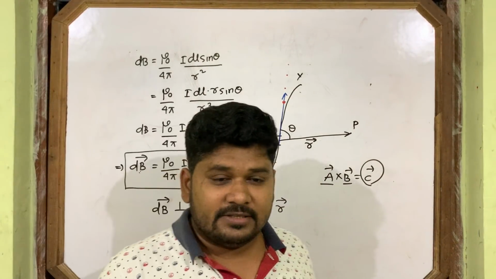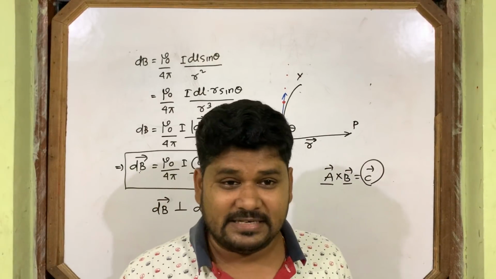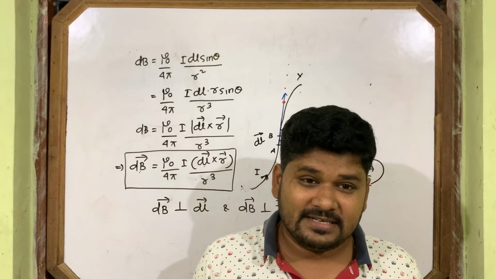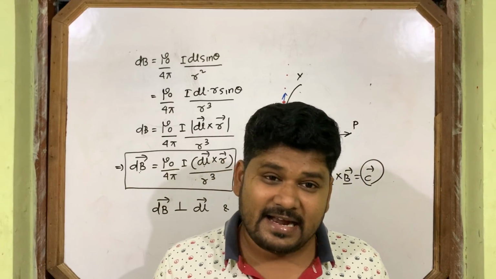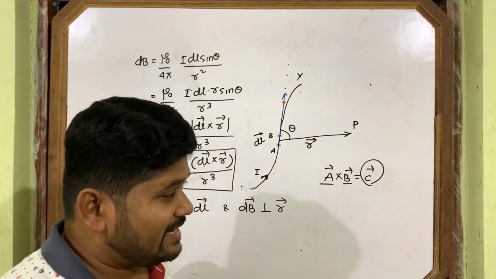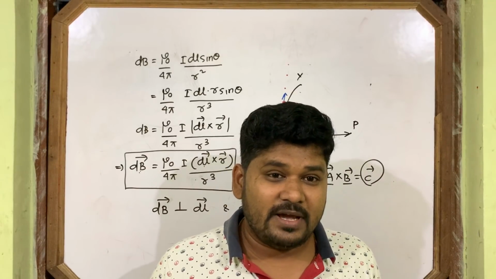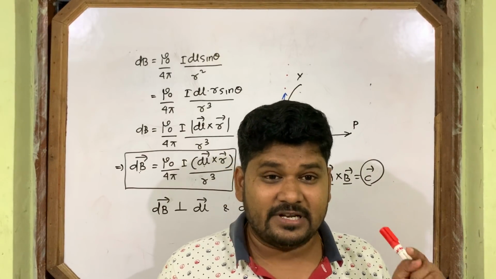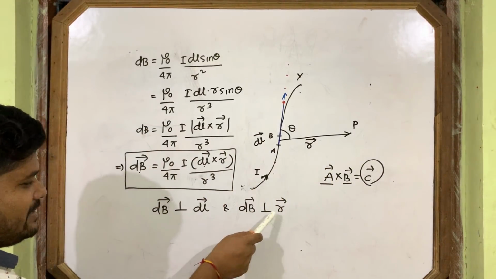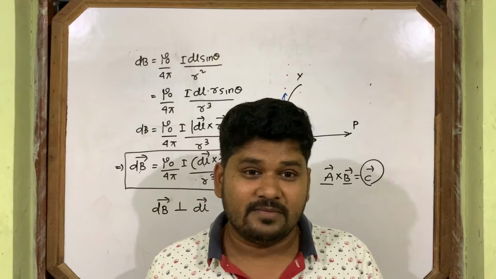Understand? This is another dissimilarity between Coulomb's law and Biot Savart law. What dissimilarity? In Coulomb's law, the electric field acts along the position vector: E is equal to 1 by 4 pi epsilon naught, q by r square, into r cap. It acts along the position vector, but the magnetic field is perpendicular to the position vector. This is another dissimilarity between Coulomb's law and Biot Savart law.